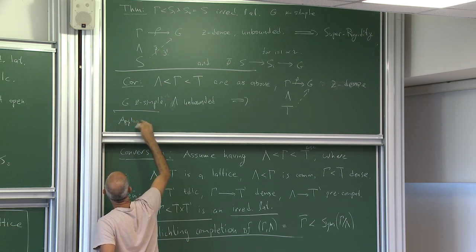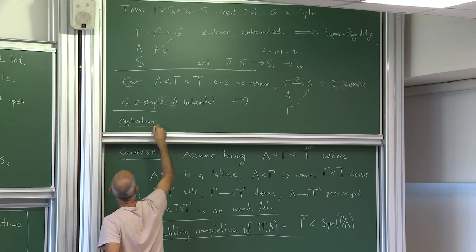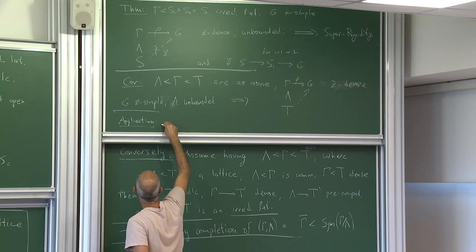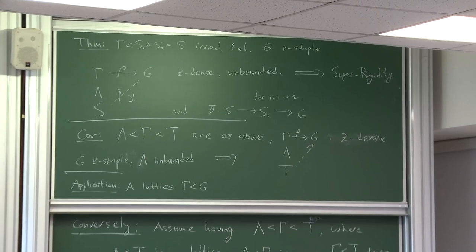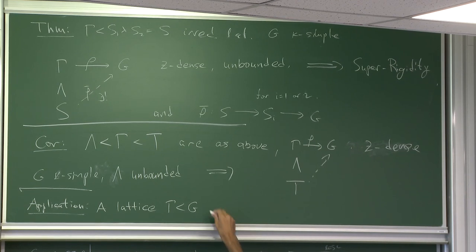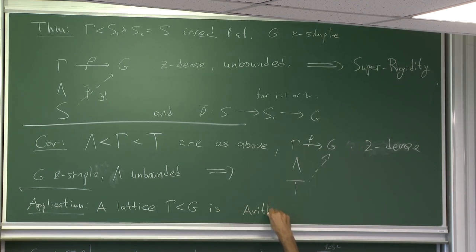Application. That's a criterion by Margulis. Take T to be G itself, a lattice gamma inside G. It is arithmetic if, now this gamma, think of it as lambda. And we apply things in the case G equals T in the corollary. It is arithmetic if and only if it has a dense commensurator in G. So look at all elements in G which commensurate gamma.